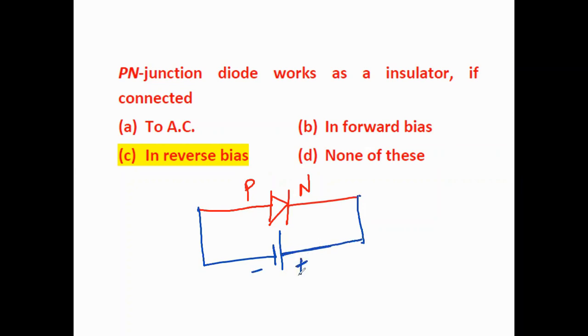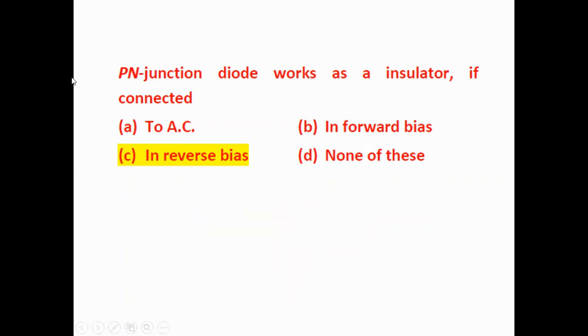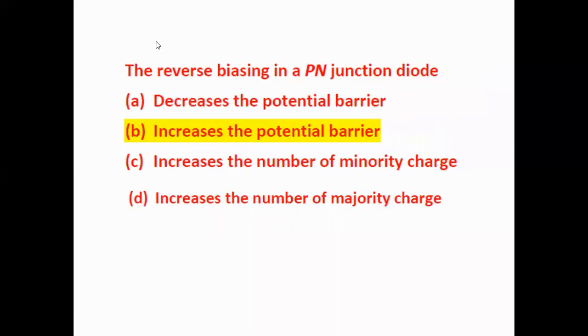Negative and positive. So the P region is connected to the battery positive terminal and the N region is connected to the battery negative terminal. Such a connection is called reverse bias. So, the reverse bias in a PN junction diode.